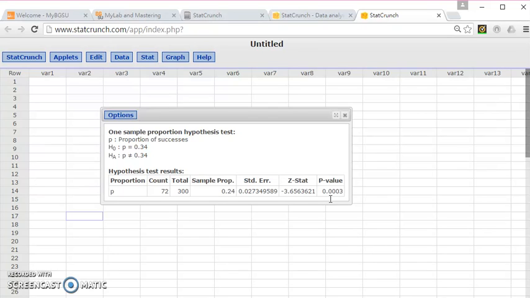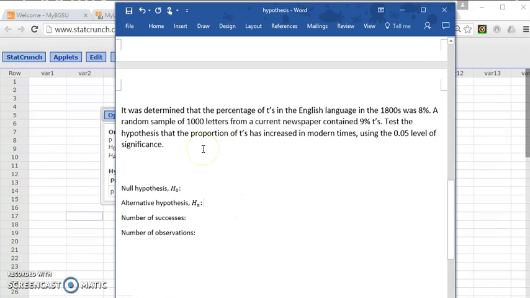And right now, let's go ahead and look at another example where you don't have the number of successes directly. So let's go back to our Word document. So right here, I have an example that says it was determined that the percentage of T's in the English language in the 1800s was 8%. A written sample of 1,000 letters from a current newspaper contained 9% T's, and test the hypothesis that the proportion of T's has increased in modern times using the 0.05 level of significance.